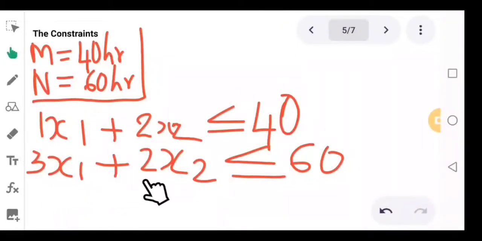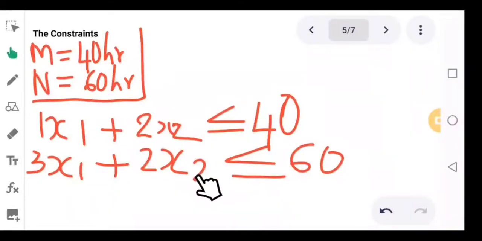Now we have to similarly find out the total time required to produce Q at machine N. To produce 1 unit you require 2 hours. So there are totally x2 units, so we require 2 into x2, that is 2x2 hours at machine N to produce Q. So the total hours required at machine N to produce P and Q is 3x1 plus 2x2.